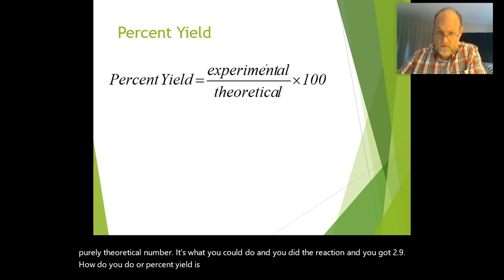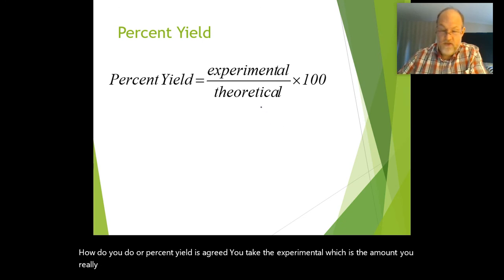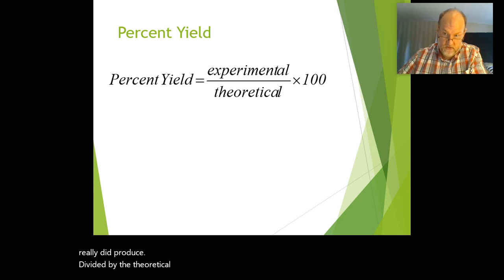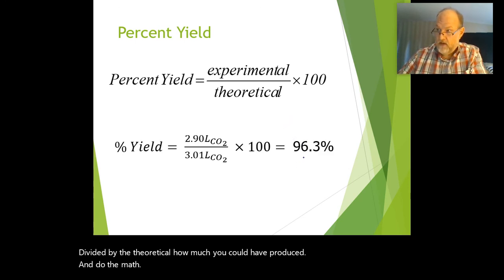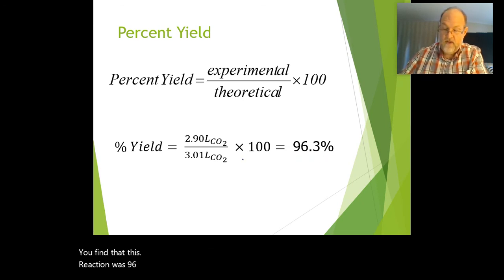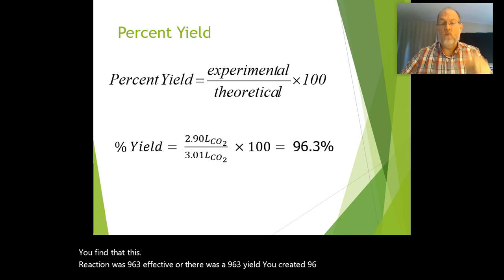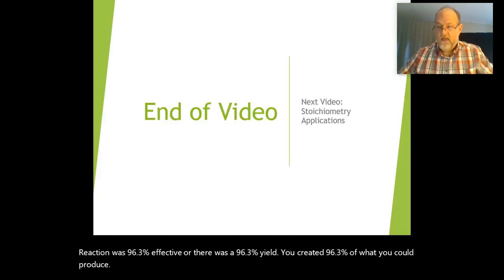Well, percent yield is a grade. You take the experimental, which is the amount you really did produce, divided by the theoretical, how much you could have produced, and do the math. You find that this reaction was 96.3% effective, or there was a 96.3% yield. You created 96.3% of what you could produce. And that's the end of this video.